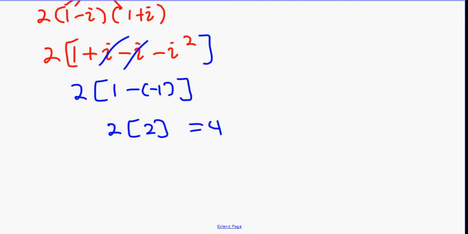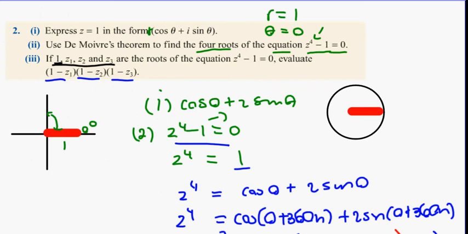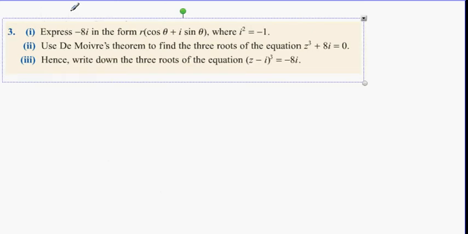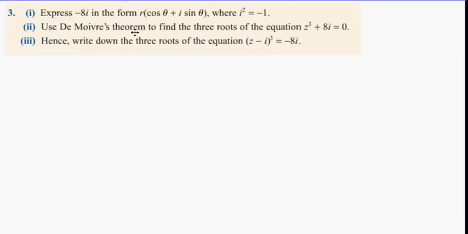Okay, so that's that one done. Now, next one, number 3. Express minus 8i in the form r into cos theta plus i sin theta, where i squared equals minus 1.